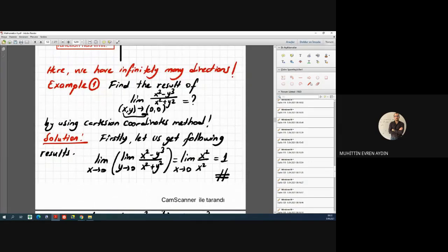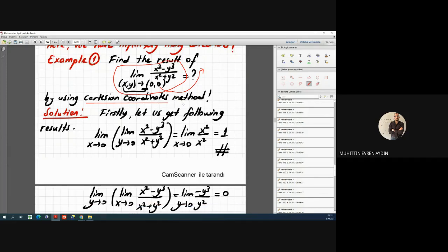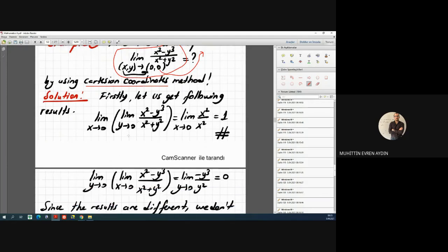Let's solve this limit. The point is the origin. We are looking for the limit at the point 0, 0, which is the origin. And we have only one method, which is Cartesian coordinates. Okay. The first step, we approach in this way. Let's replace y with 0. Then we obtain this limit. As you can see, here it is 1.